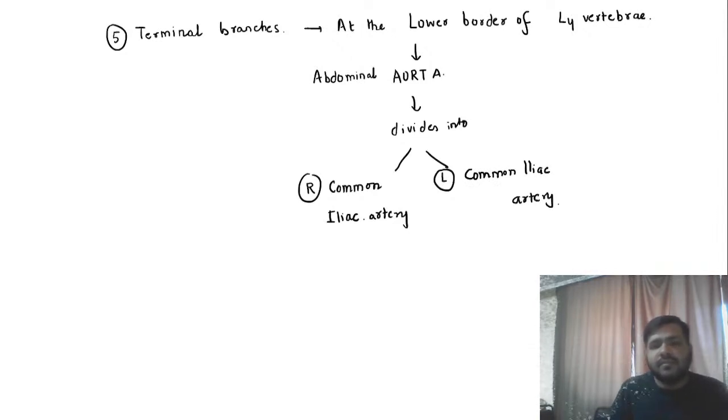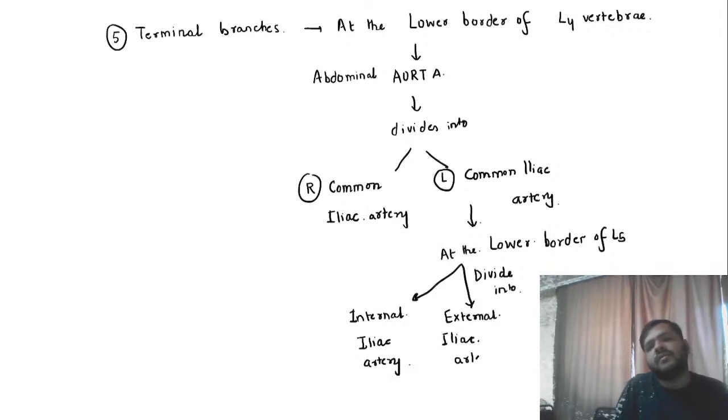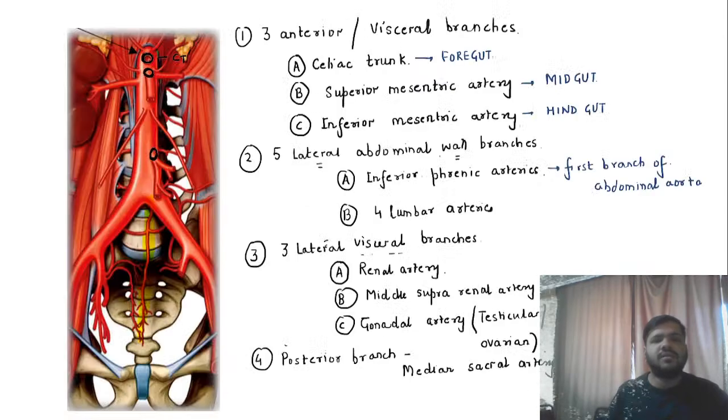Now, you already know that at the lower border of L5, it will again divide into the internal iliac artery and the external iliac artery. So you should remember this whole picture. This whole picture should be on your fingertips, guys, right?